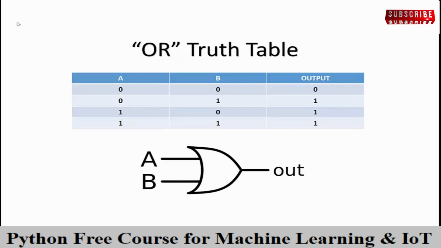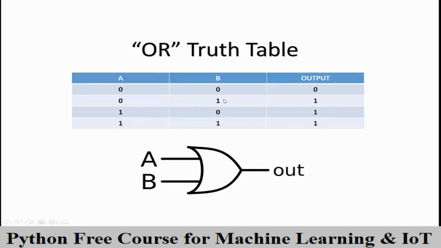So the final logical operator that we have is the OR operator. What the OR operator does is it gives us true if input A or input B are true. As we can see from the truth table, it gives us true if either one of A or B or both of them are true.